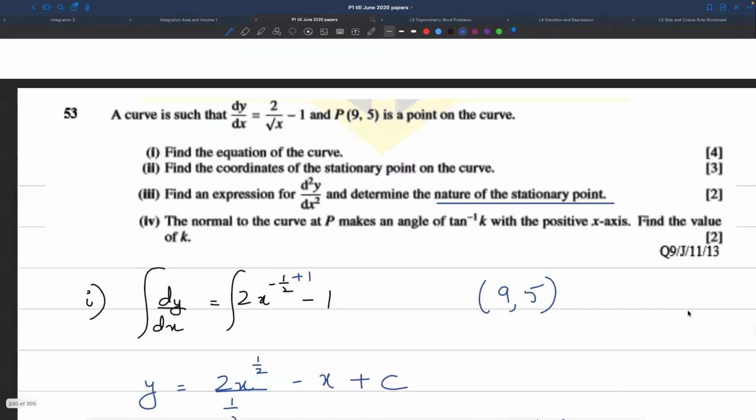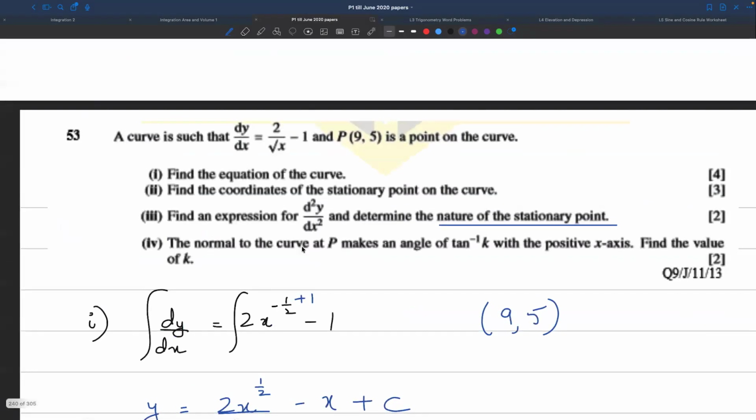And finally, this is a good question. The normal to the curve at P makes an angle of tan inverse of K with the positive x-axis. You asked what nature means? Nature simply means maximum or minimum. Okay, the normal to the curve at P.